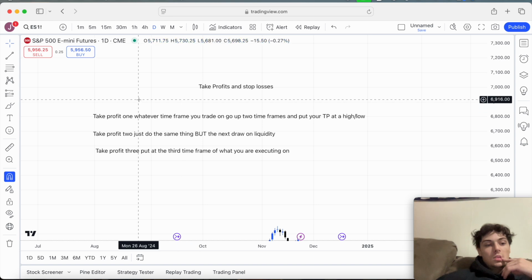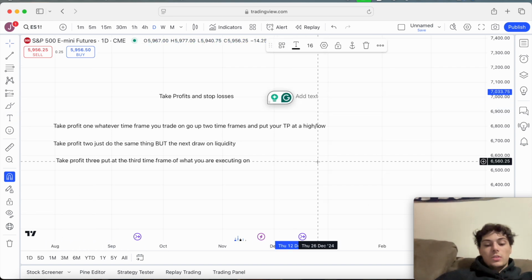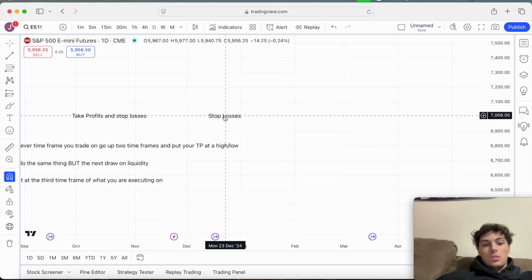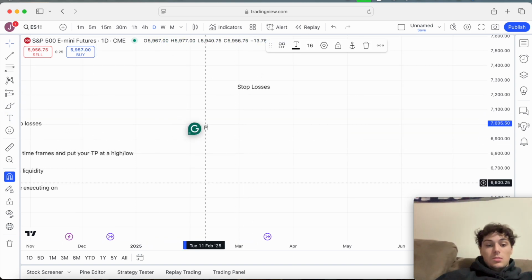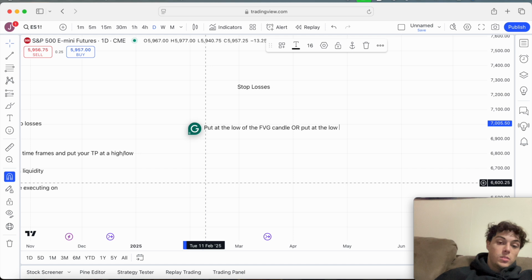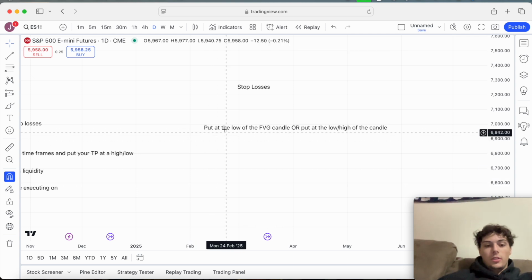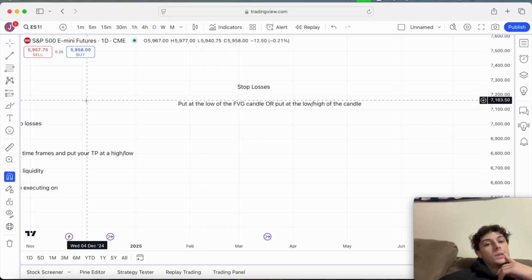So go over stop losses. So stop loss, put at the low of the fair value gap candle, or put at the low slash high of the candle. So I'll explain that a lot better. That's a lot harder to explain just typing it.